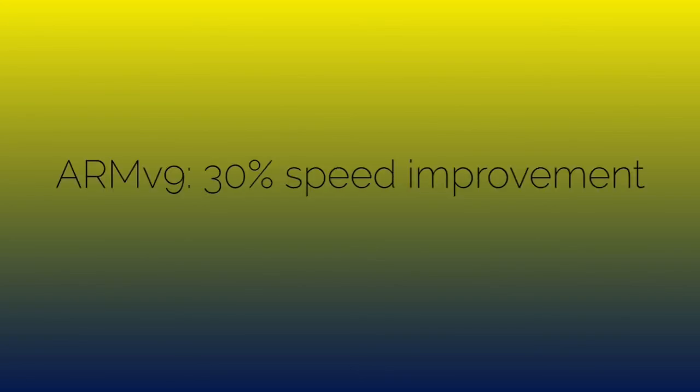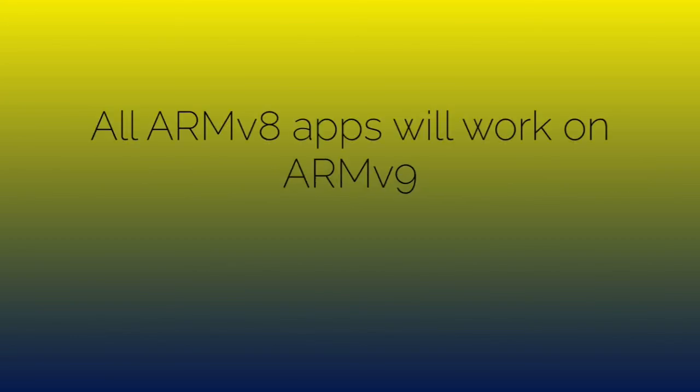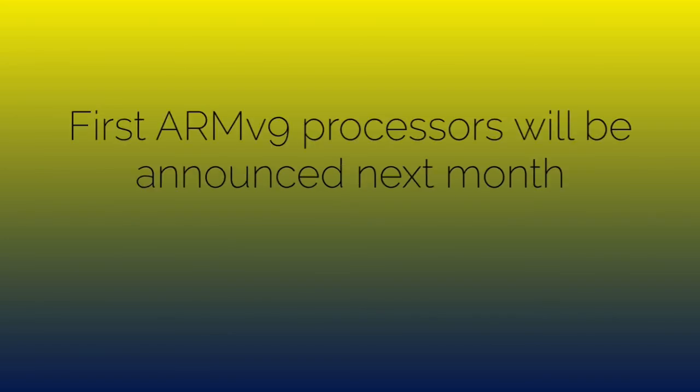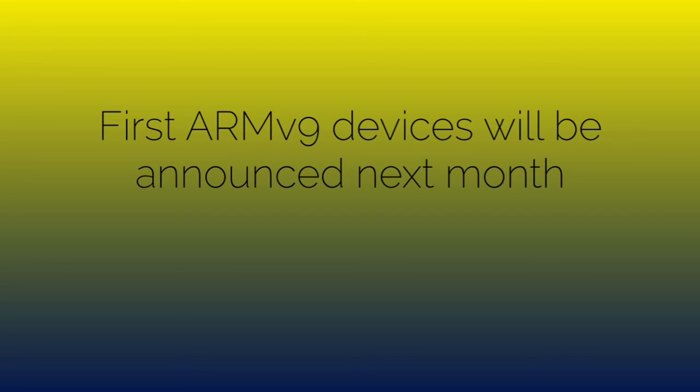So ARM V9 will give us a 30% speed improvement over ARM V8.4. And all ARM V8 apps work on ARM V9 without any recompiling. And this transition is going to be starting very soon, because next month we're announcing the first ARM V9 processors and the first ARM V9 devices as well. And by January 2023, all devices will be on ARM V9.